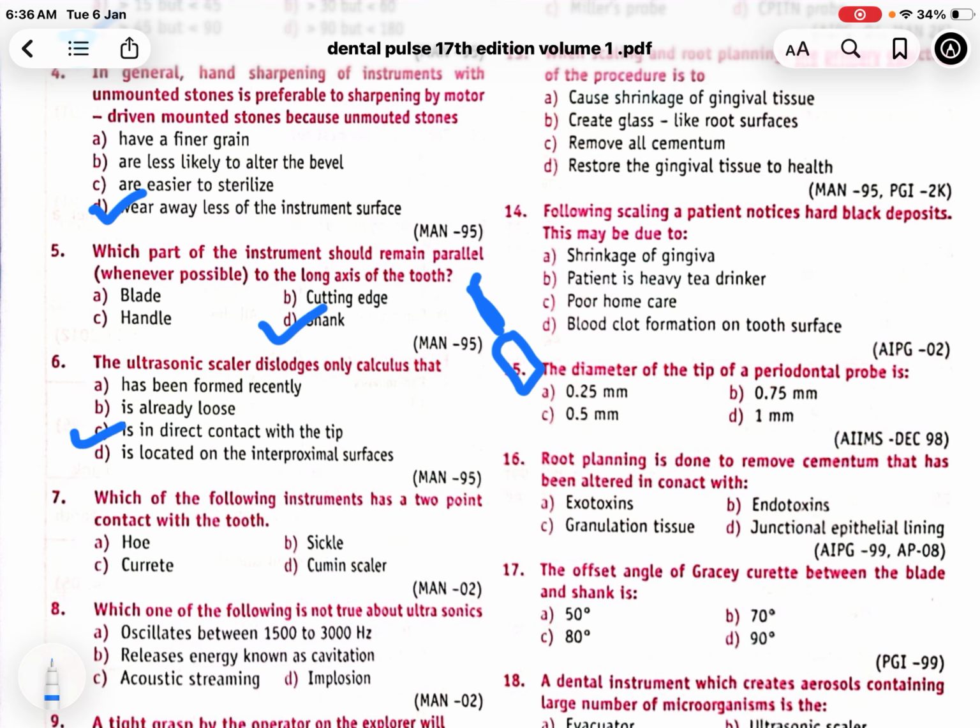Which of the following instruments has 2-point contact with the tooth? You have to remember which instrument makes 2-point contact, so it's the hoe.